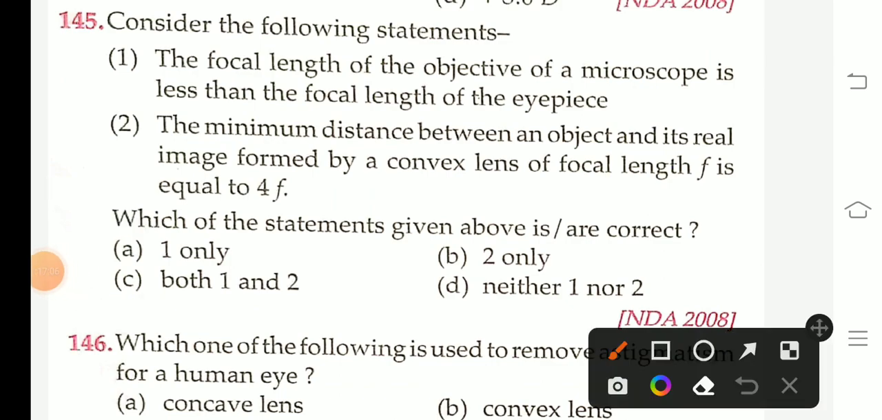Consider the following statements. 1. The focal length of the objective of a microscope is less than the focal length of the eyepiece. 2. The minimum distance between an object and its real image formed by a convex lens of focal length f is equal to 4f. Which of the statements given above is/are correct? Right answer will be option C. Both 1 and 2 are correct.